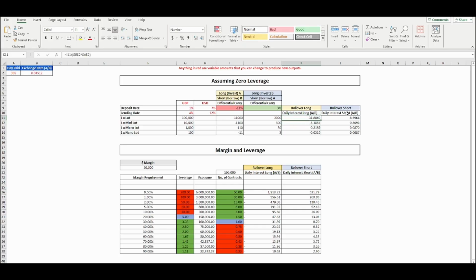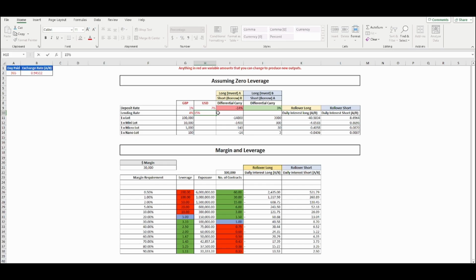And if you were to actually short the exact same currency pair with the present deposit and lending rates, you would be getting paid 8.6964 units in currency every single day. So play around with that top table there. Remember, the variables that are highlighted red can be changed to allow different inputs.